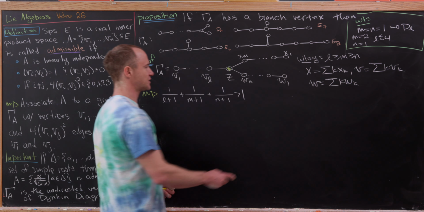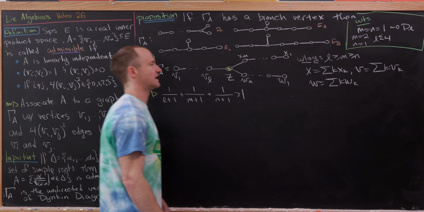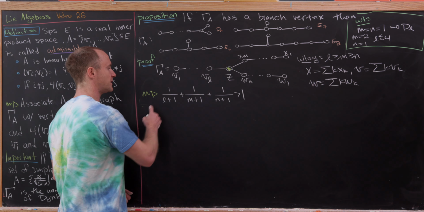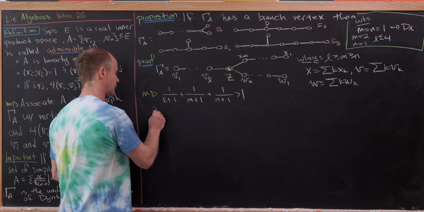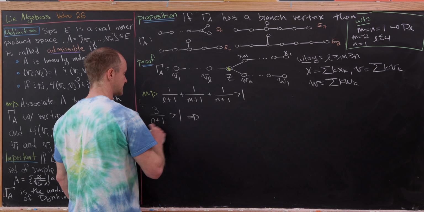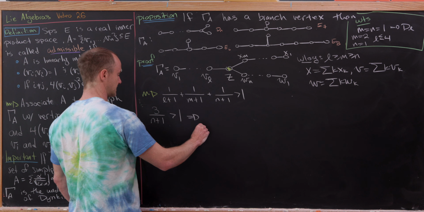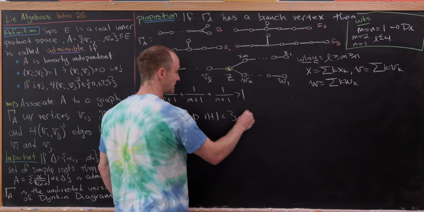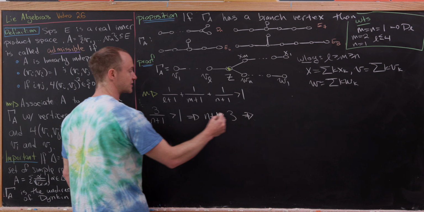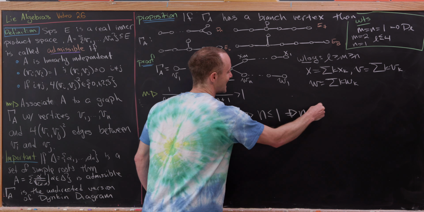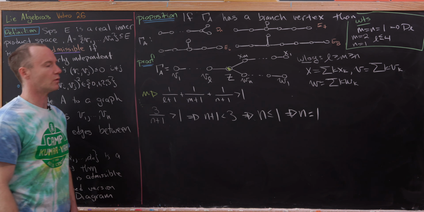But now let's observe over here that we made this assumption that L was bigger than or equal to m, which is bigger than or equal to n. Making a replacement here, we'll see that 3 over n plus 1 is bigger than 1. But now let's immediately see that that means that n plus 1 is less than 3, which means that n plus 1 is less than or equal to 2, which means that n is less than or equal to 1. But that means that n must be equal to 1.